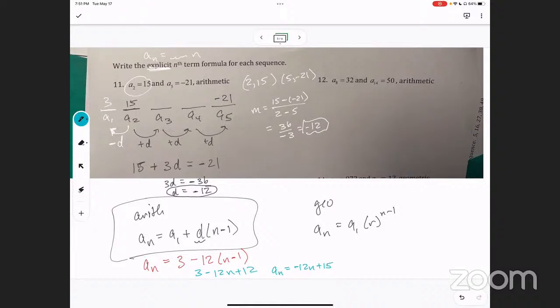Did I do that right? No, I don't think I did that right. What did I do wrong there? That's not the right formula. Negative 12n plus 12. Did we do this right? The first term was 3 minus 12 times n minus 1. Why is this formula not working out right for me? I should be able to plug in 1.